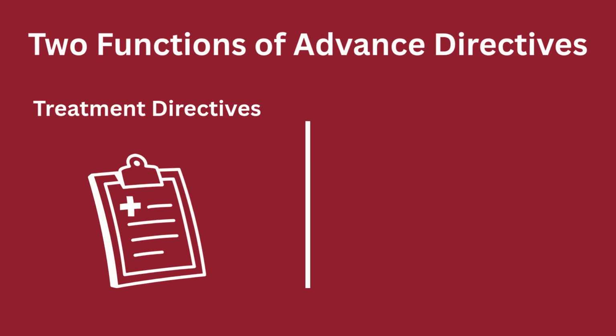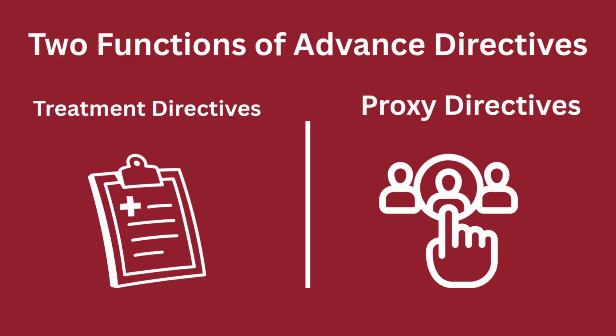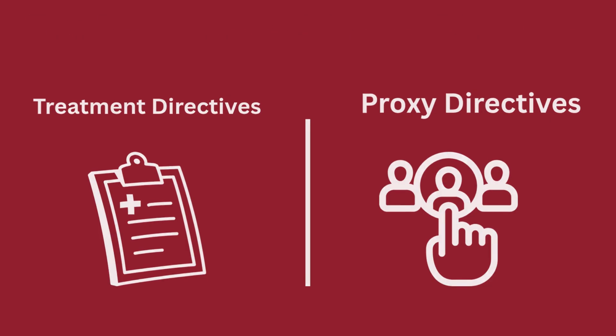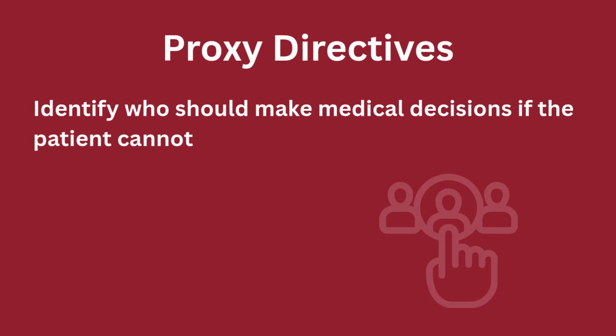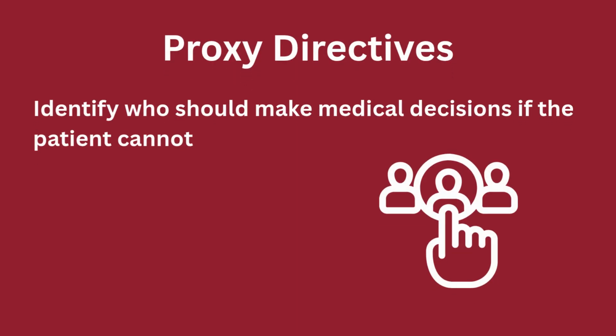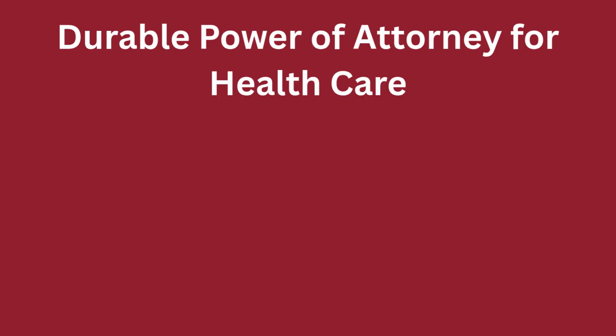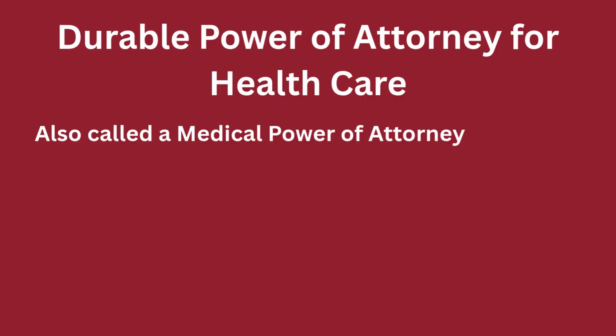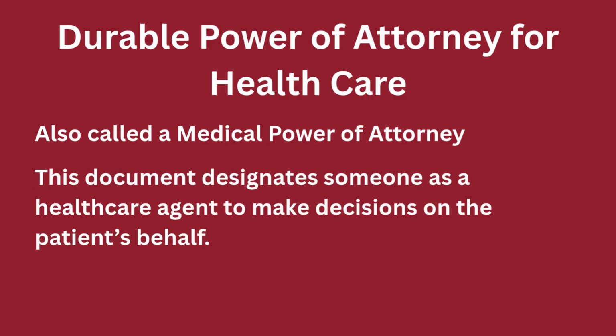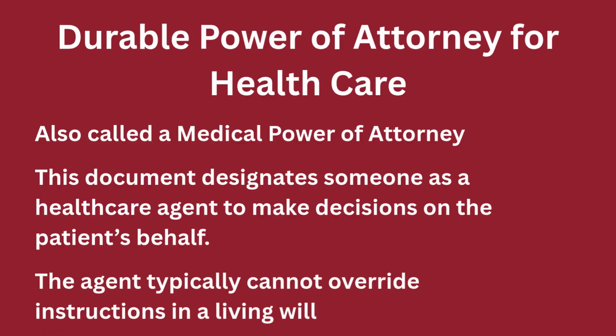The second function of an advance directive is the proxy directive. Instead of focusing on treatments, proxy directives identify a person or persons who should make medical decisions if the patient cannot. The most common proxy directive is the durable power of attorney for healthcare, sometimes also called a medical power of attorney. This document designates someone as a healthcare agent to make medical decisions on the patient's behalf. The agent has the same authority as the patient, though they typically cannot override instructions in a living will.